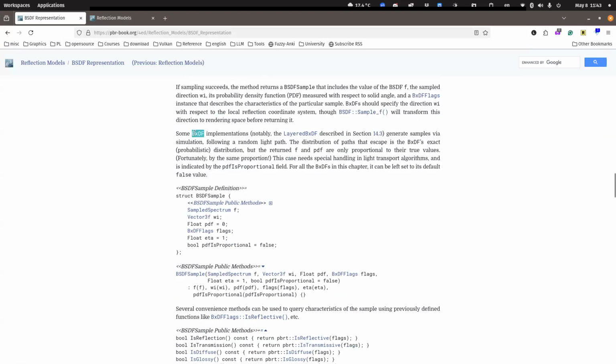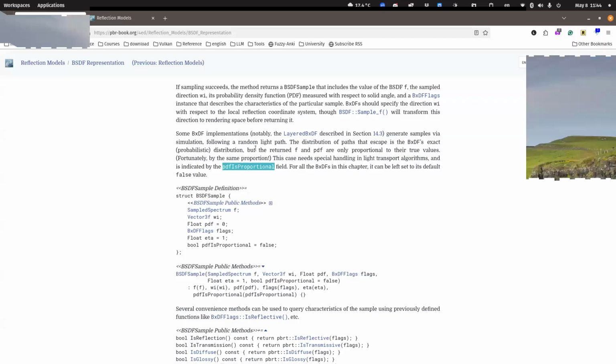Some BXDF implementations, notably the layered BXDF, generate samples via simulation following a random walk path. The distribution of paths that escape is exactly the BXDF's distribution, but the returned F and PDF are only proportional to their true values. In this case, the light transport algorithm needs special handling, which is indicated by the PDF is proportional flag. In this chapter, we will just ignore it for now.